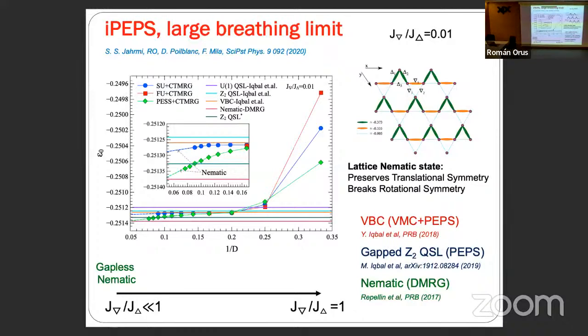Here, people have been proposing many different types of ground states. Our calculation was compatible with this one, and it's actually the one that proposes lower ground state energies. The type of phase of matter that we find is this one. There is some type of lattice nematic structure here, where we have these strong bonds in one direction and then some weak bonds right there. It's a state that preserves the translational symmetry but breaks the rotational symmetry, and this was in perfect agreement with these DMRG results.